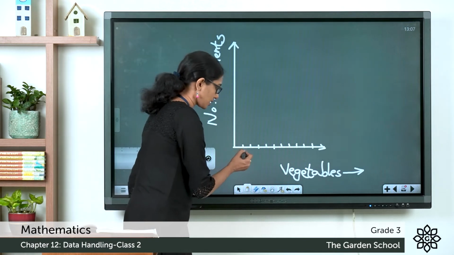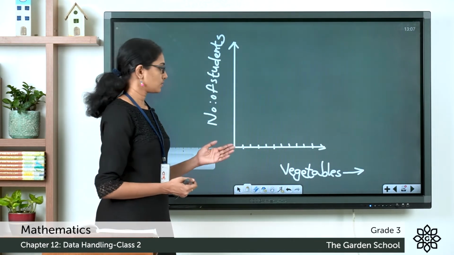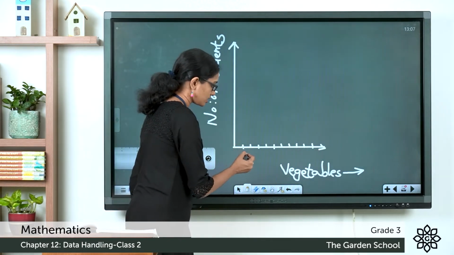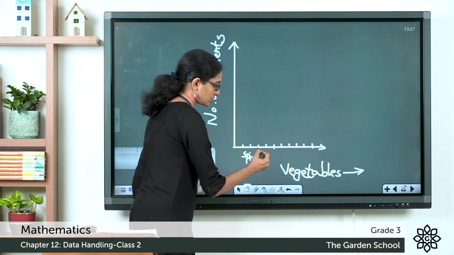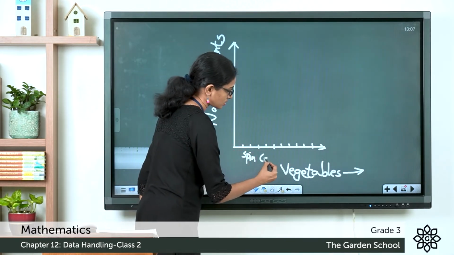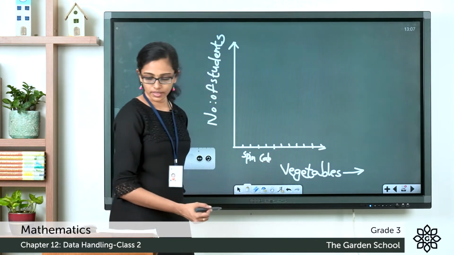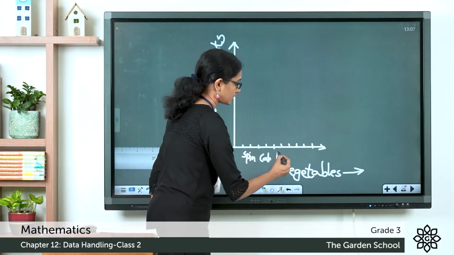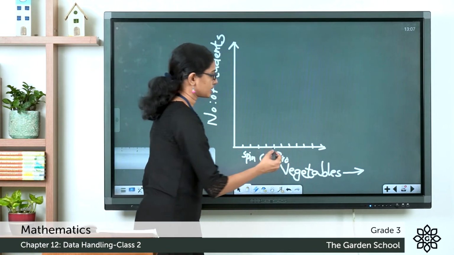So the first mark here, these two we can use to draw the first rectangular bar. So here it represents spinach and these two represent cabbage. Now the next two will represent broccoli. Then the next two will represent lettuce.